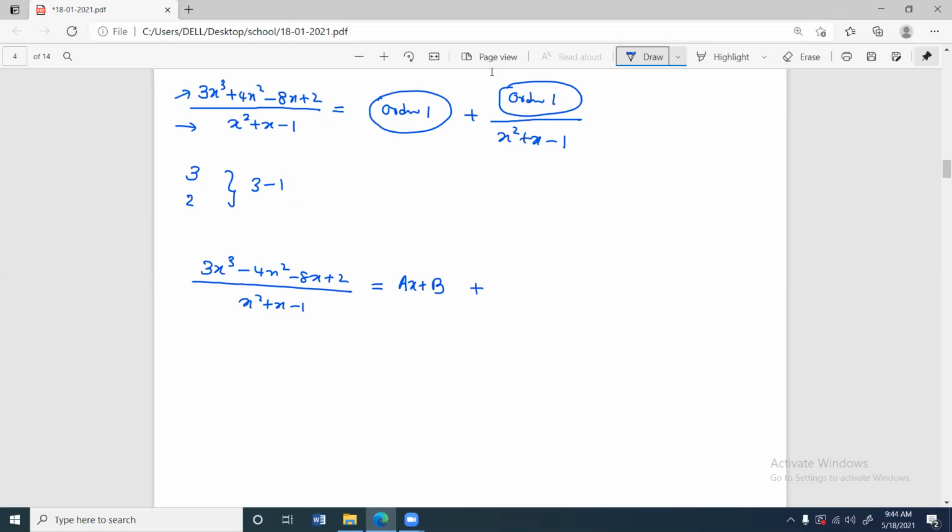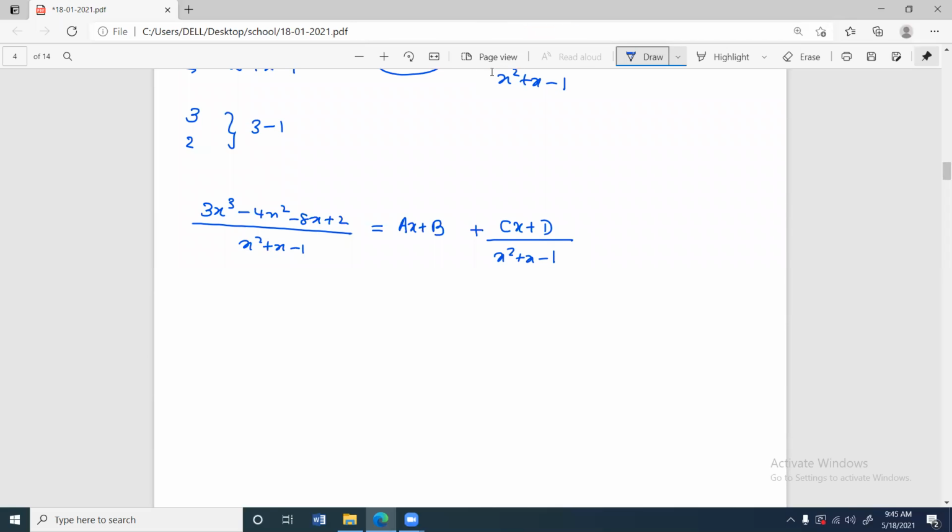Then I write (cx + d) divided by (x squared + x - 1), right? Now we use this technique to understand the answer. We need to find what A is, what B is, what C is, and what D is. To get this, what we need to do now is equate the coefficients.